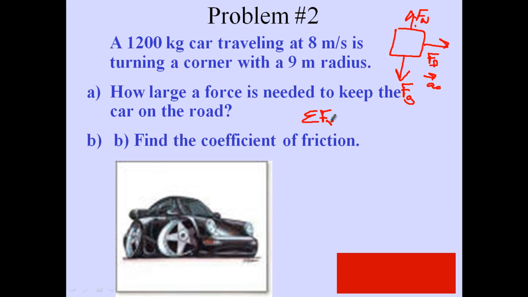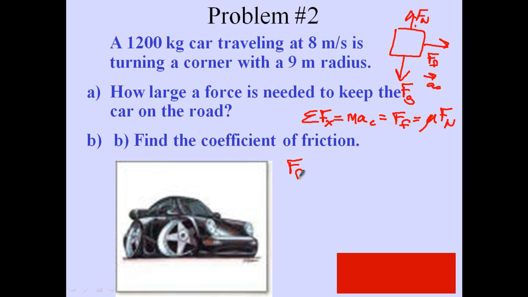Net force in the x direction is going to be equal to mass times centripetal acceleration, which just equals our frictional force. We know our frictional force is mu Fn, but for part A, we just need to worry about this part.